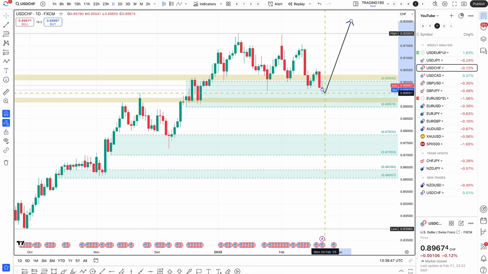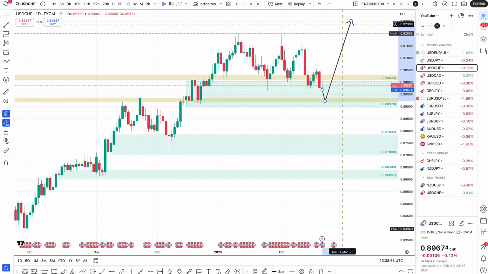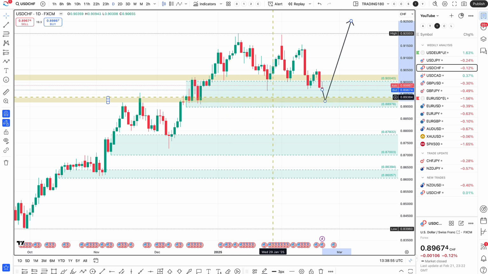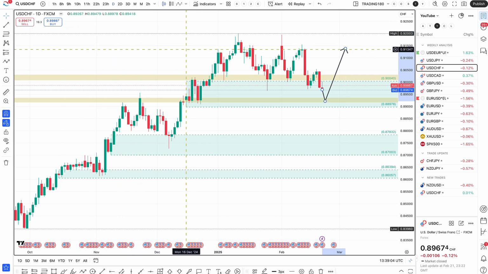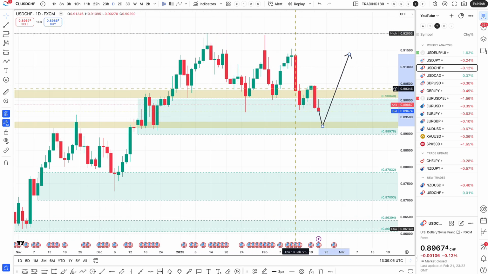So if it pulls back down and I get stopped out, for example, on my trade, then I'll look for a buy trade here, because I think on this pair we should want to revisit the highs, or at least close to the highs, at some point this year. So that's where I am with the dollar Swiss.